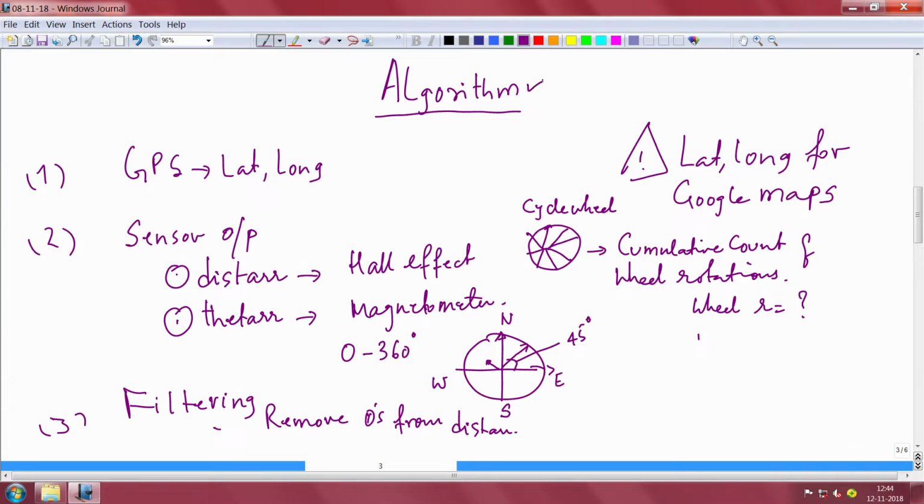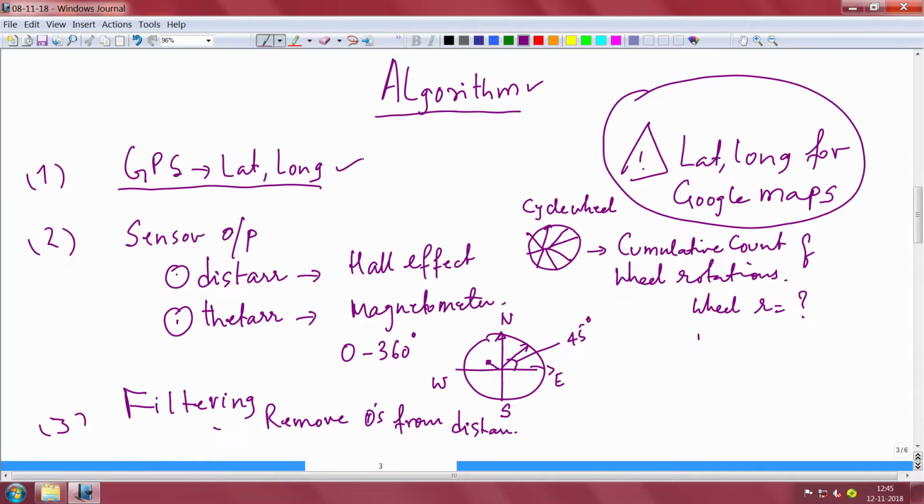Here is the algorithm of interest. The first step is to get hold of the lat long of the last GPS coordinate. I have marked here that lat long is required for Google Maps. If you want to put anything back into Google Maps, you will have to do it with latitude and longitude, so you will need a conversion, which we will come to later. So step number 1: store the last latitude and longitude safely, pass it through UTM, and store the original xy carefully somewhere.